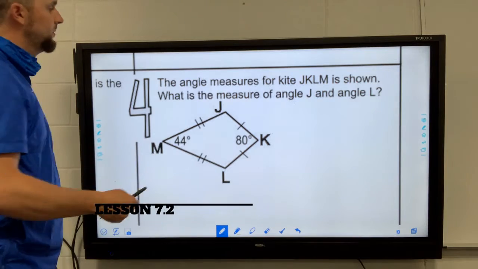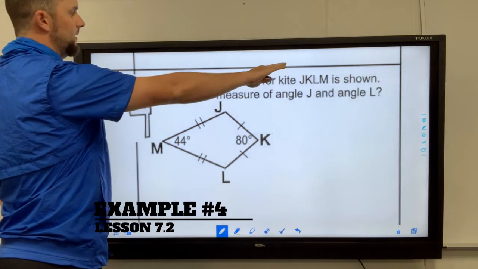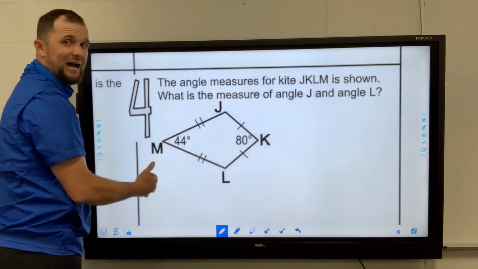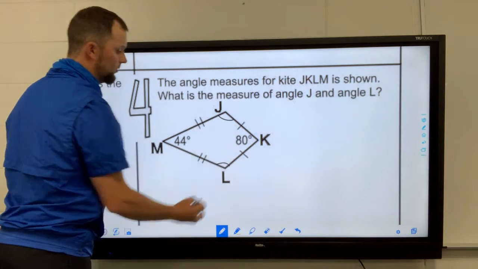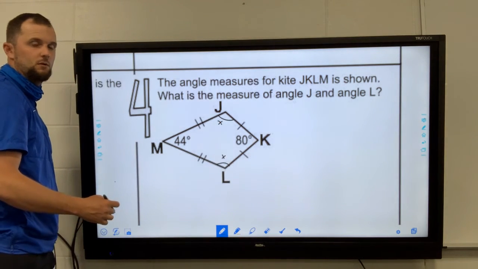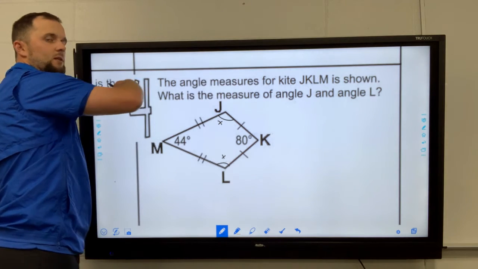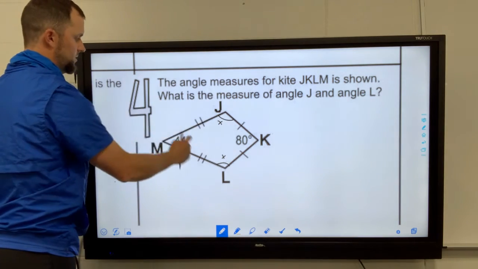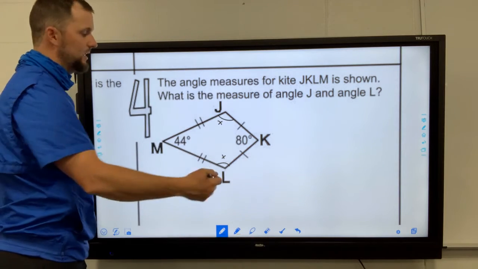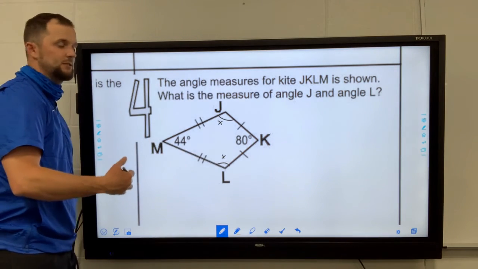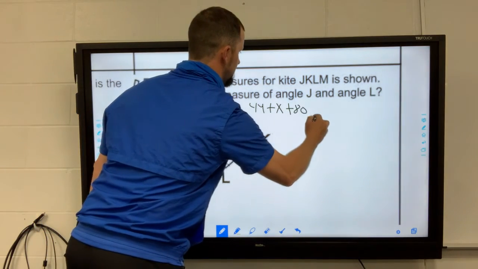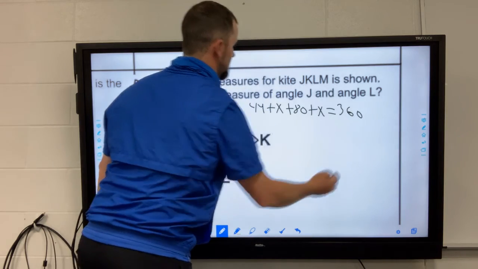All right, then lastly, example number 4 says the angle measures for kite JKLM are shown. What is the measure of angle J and angle L? Well, since this is a kite, I know these 2 angles are going to be congruent to each other. So I could represent both of those by the same variable. In our last lesson, we learned that all the angles of a quadrilateral, 4 sides, 4 minus 2 is 2, 2 times 180 is 360, add up to 360 degrees. So that means 44 plus x plus 80 plus x is all going to add up to 360 degrees.